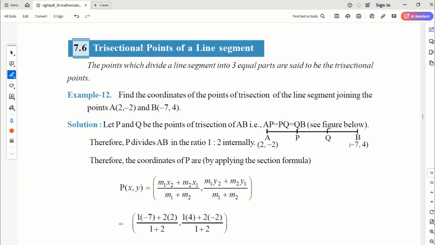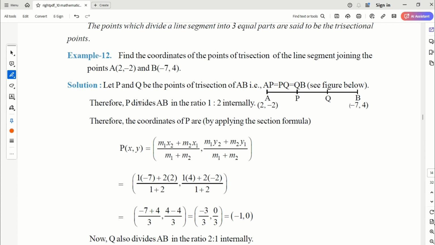In trisection, you need to make the line into three parts. Previously we made the line into two parts. Now we need to make the line into three parts. Points which divide a line segment into three equal parts are said to be trisection points. Let's do it by example. It's very easy. We just apply the section formula here.